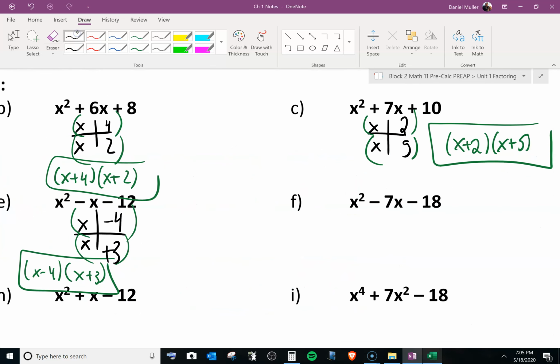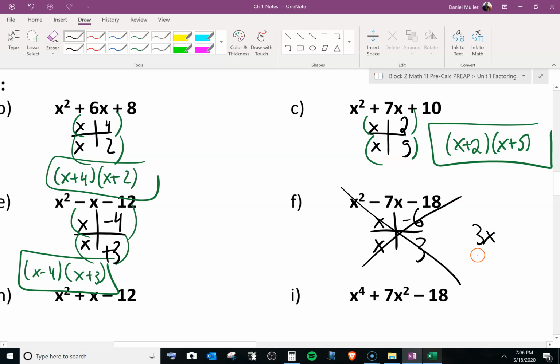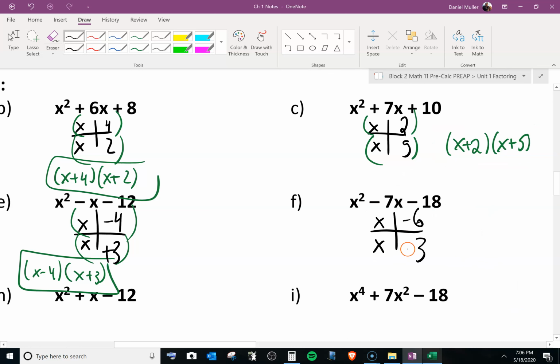Last question for this video here. So x squared, that's going to be x and x. 18. So 6 and 3, but one of them has to be negative. Okay, sure. So this diagonal is going to be a 3x. This diagonal is going to be x times negative 6, which is negative 6x. If you add them, you get negative 3x, and I need a negative 7. So that's not right. Changing the symbols, by the way, making this one negative, this one positive, won't help you. You've got to choose different numbers here.